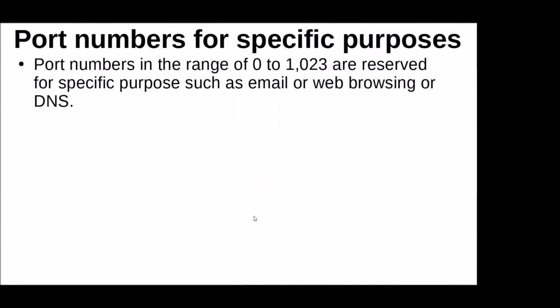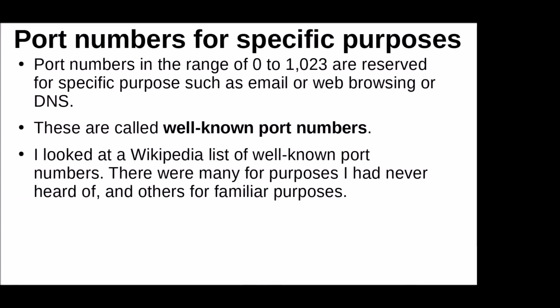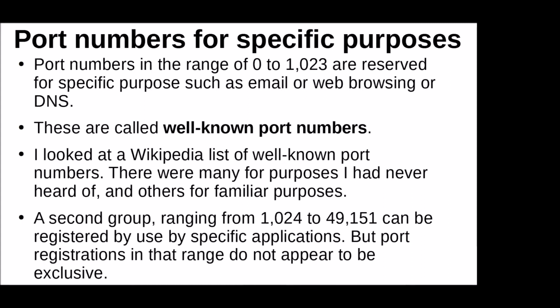But it turns out that the first 1,024 are reserved for specific purposes, such as email or web browsing or DNS. I happen to remember that port 80 is used for web browsing. These are called well-known port numbers, and they are reserved in the sense of nobody can use them for something else. I looked at a Wikipedia list of well-known port numbers. There were many for purposes, believe it or not, I had never heard of before, and others for familiar purposes, like I said, email and web browsing.